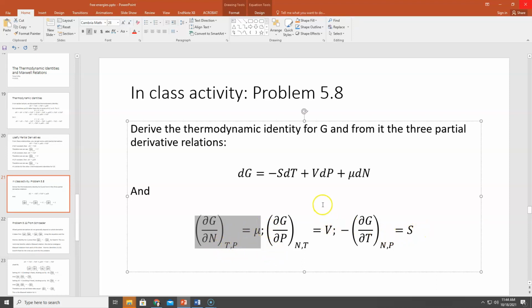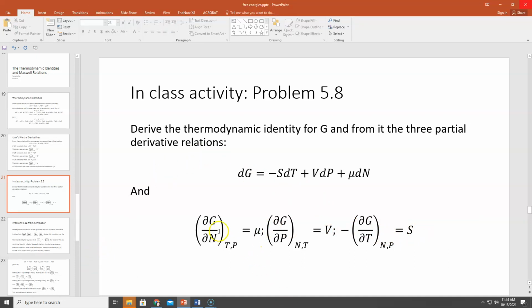You're not holding something hard like entropy constant. And so it's kind of an intuitive definition. It's the Gibbs free energy per particle in a way. And that's a new definition of the chemical potential.